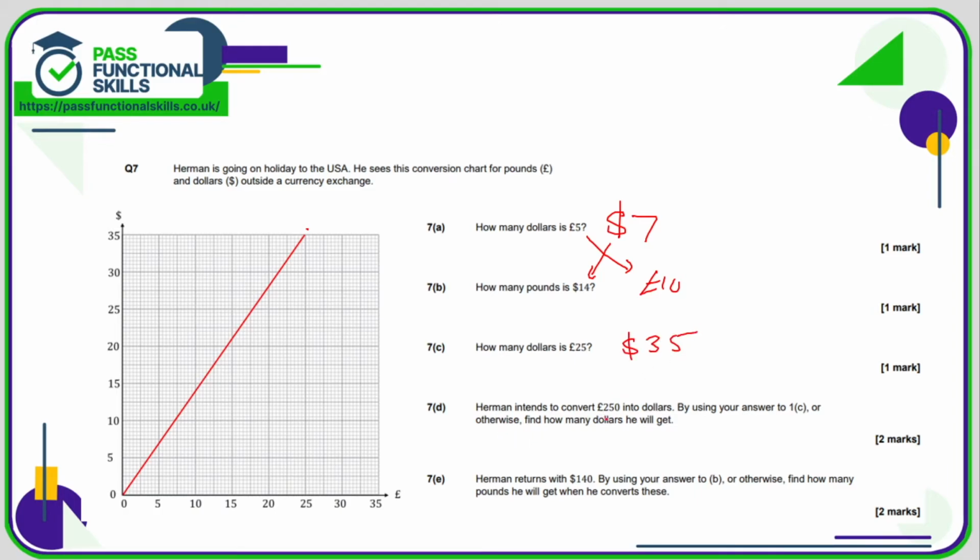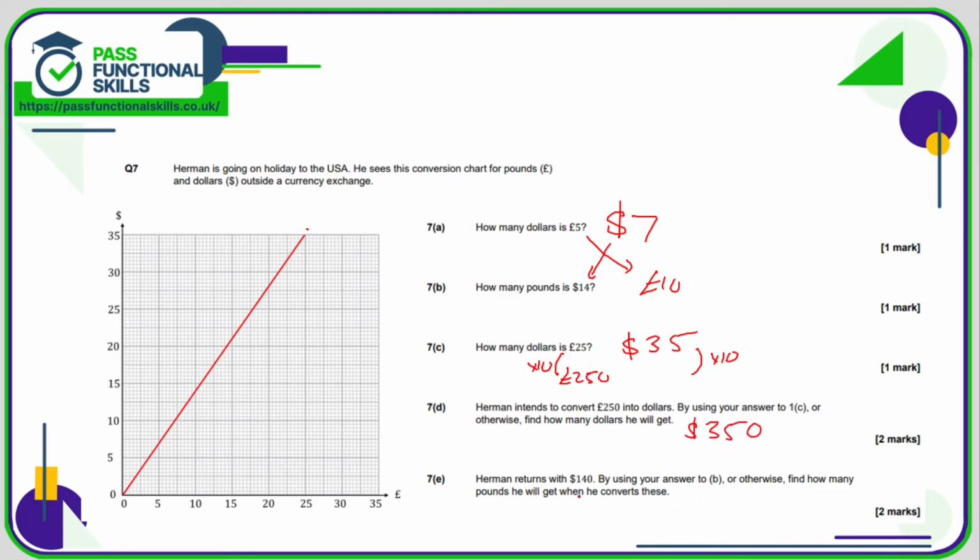Herman intends to convert £250 into dollars, so we're going to use answer C. Well, if £25 is 35, then 250, well, that is 10 times more pounds, so we're going to get 10 times as many dollars, so that is going to be 350.